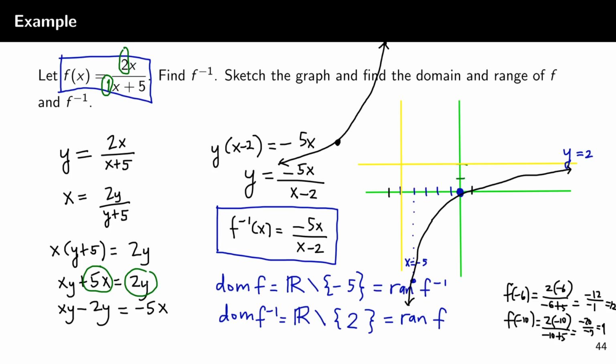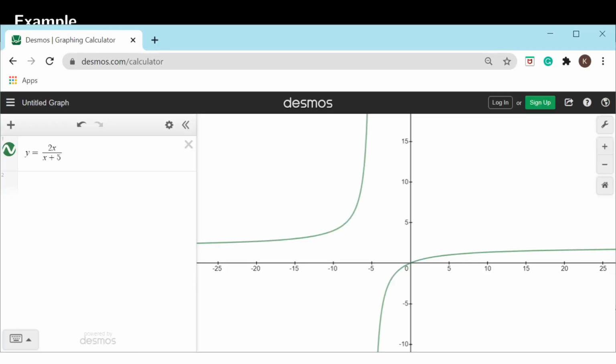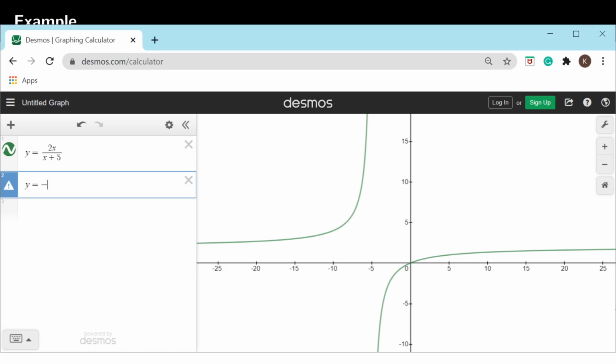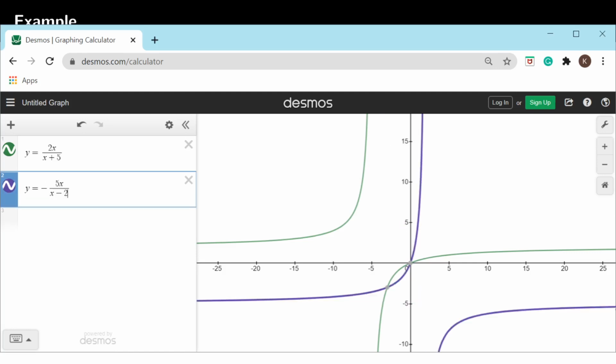Okay. Now try to sketch the graph of f inverse equals negative 5x over x minus 2, and you can use Desmos to verify your sketch. It doesn't have to be perfect. We're only sketching anyway. Ang mahalaga lang, dapat yung general shape ng graph natin ay tama, and then yung mga asymptotes natin ay tama din. So, sketch natin yung graph ng negative 5x over x minus 2.